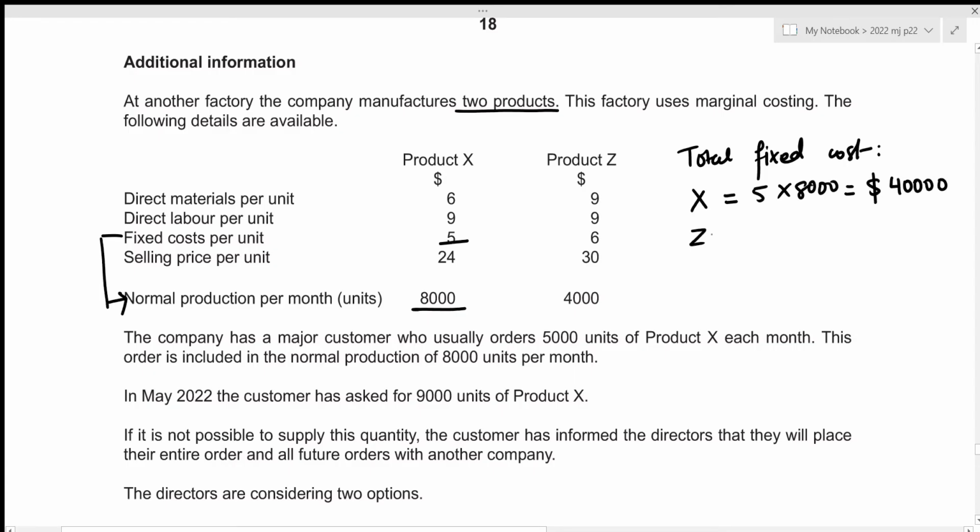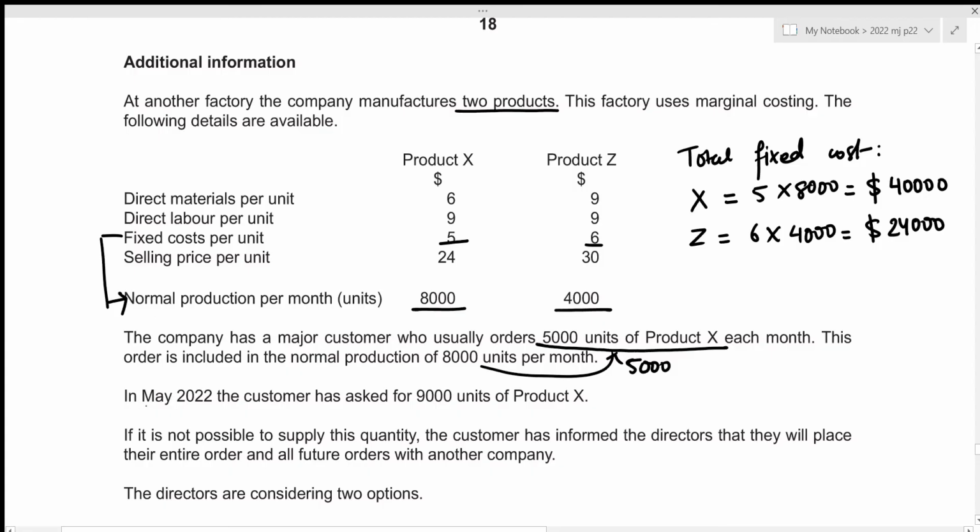Then for Z, we are given the fixed cost per unit of 6. We multiply it with our total units of 4,000. And this gives the total fixed cost for Z to be 24,000. Alright, then the company has a major customer who usually orders 5,000 units of product X. Okay, and this order is included in the normal production of 8,000 units per month. So out of 8,000, we also include the 5,000 units that is being purchased by a major customer.